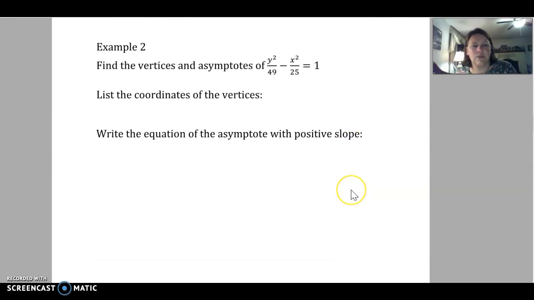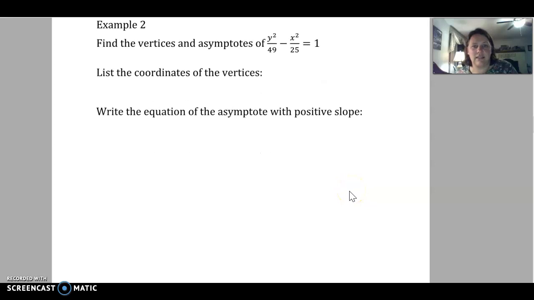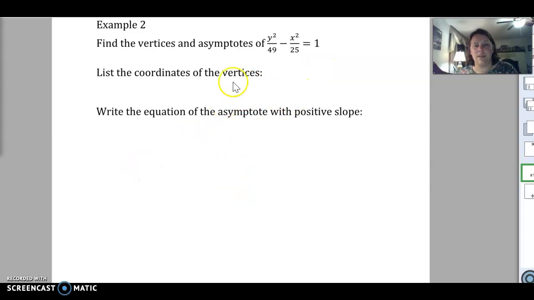Okay, example number 2. Find the vertices and asymptotes of y squared over 49 minus x squared over 25 equals 1. So let's just start off with writing everything that we can think of that we know about this. First thing that I like to look at is our center. So the center for this one is 0, 0. Okay, let's see. So A is always our first value. So in this case, we have A equals 7.